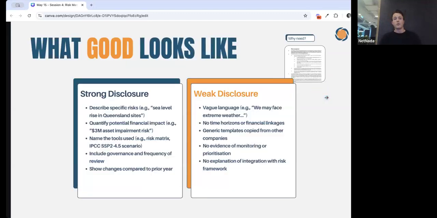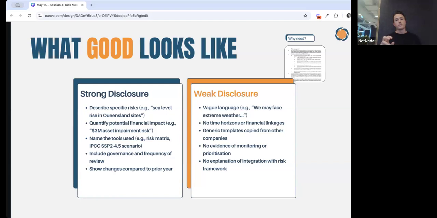So what does that look like? Strong disclosures, we're going into specifics, right? We're speaking about niche areas, sea level rise in Queensland, as you can see here on this slide, right? We're quantifying it. We're actually putting dollar values next to it. We're putting timings to it. We're using clear references and linking straight to the tools.